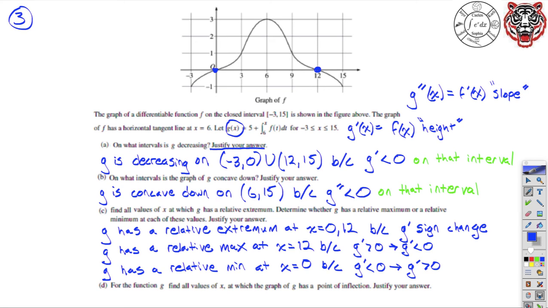And finally, we have part D. I think I can squeeze this in here. So G has a point of inflection. I'm just copying down how they say it. They say point of inflection, I'll say point of inflection.